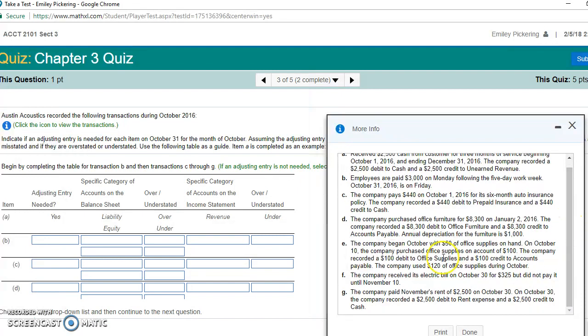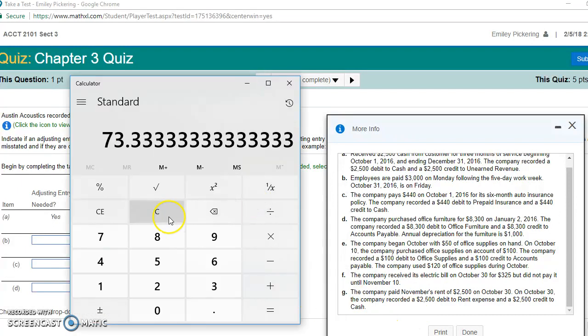So for D, the company purchased office furniture for $8,300 on January 2nd. The company recorded the office furniture, and annual depreciation is $1,000. Well, if we're just doing October 31st, then we want to do 10 months worth of depreciation. So I'm going to take my 1,000, divide it by 12, and multiply it by 10.